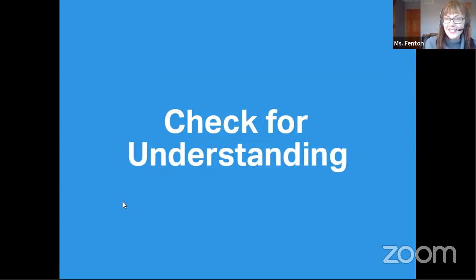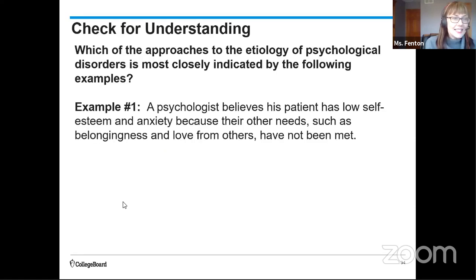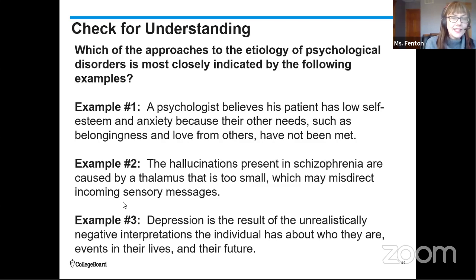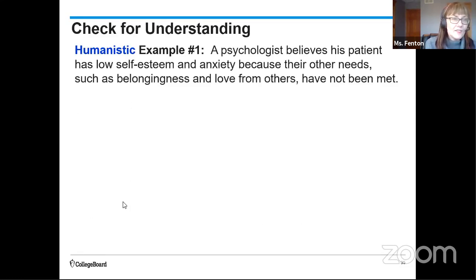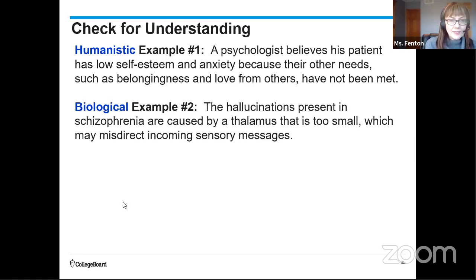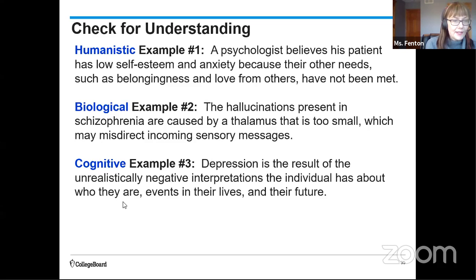Okay, now we're going to stop here and check for understanding. I'm going to give you a couple of quick examples, and let's see if you can identify the psychological perspective being expressed in each of these application examples. Sometimes it helps to look for key psychological concepts or terms, maybe underline or highlight them, and see if that helps you identify the correct perspective. So the first one, you should have seen humanistic, and you might have seen Maslow's theory in this example. The second one is biological. This is a specific brain structure, the relay station of the thalamus. And cognitive would be unrealistic negative interpretations.